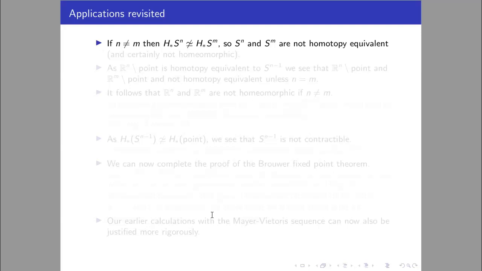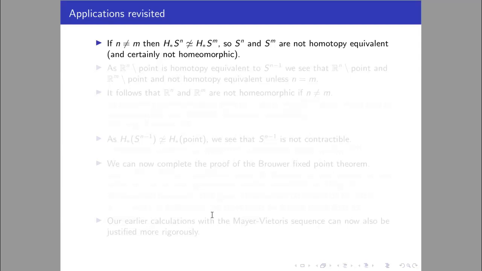And from that you see that H star Sn and H star Sm are different when n and m are different. And because they have different homology, that proves that they're not homotopy equivalent. And if they're not homotopy equivalent, that means they're not homeomorphic. So remember which way around it goes. Homeomorphic implies homotopy equivalent, and therefore not homotopy equivalent implies not homeomorphic.